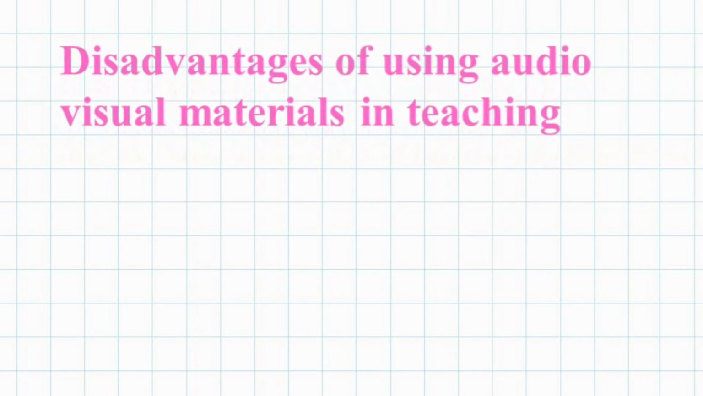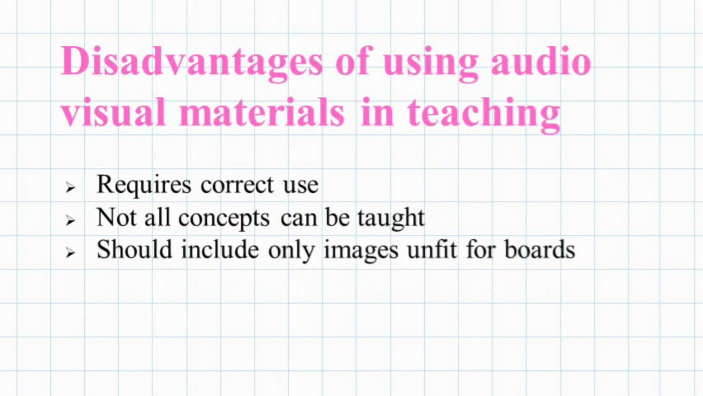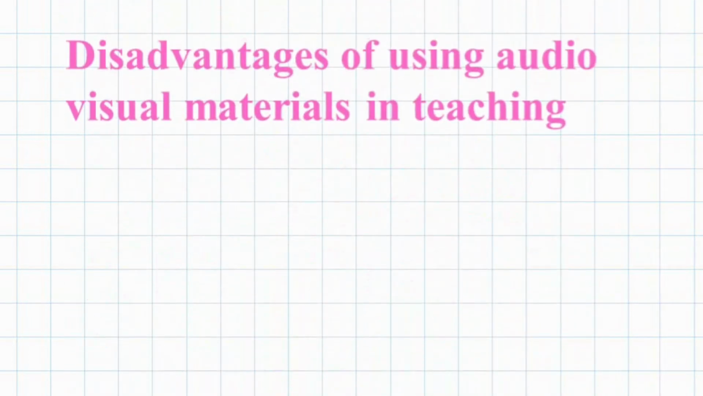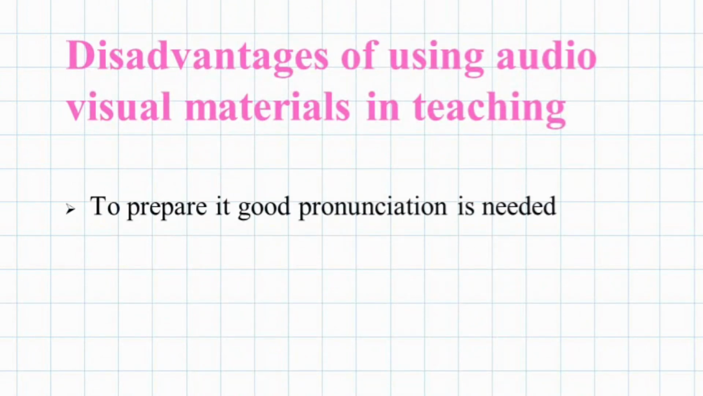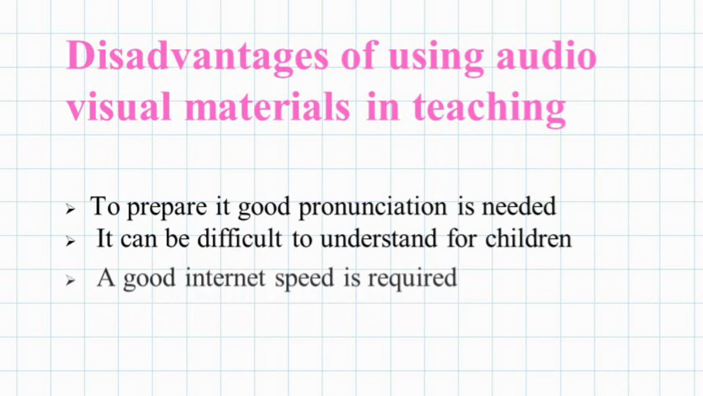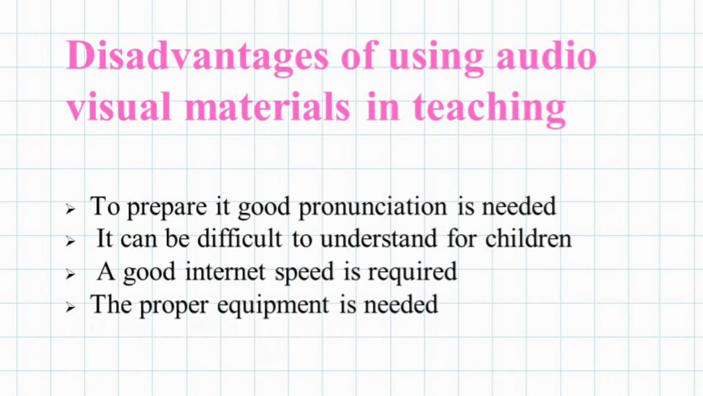We have also disadvantages of using audiovisual materials in teaching. First, requires correct use. Not all concepts can be taught. Should include only images and fit for boards. Might not guarantee learning. To prepare it, good pronunciation is needed. It can be difficult to understand for children. A good internet speed is required. The proper equipment is needed.